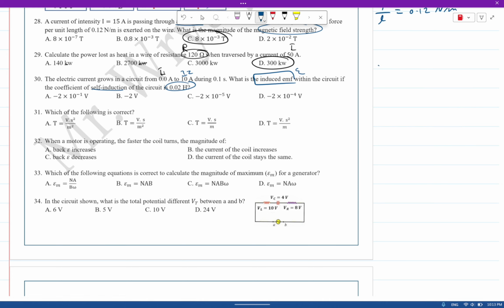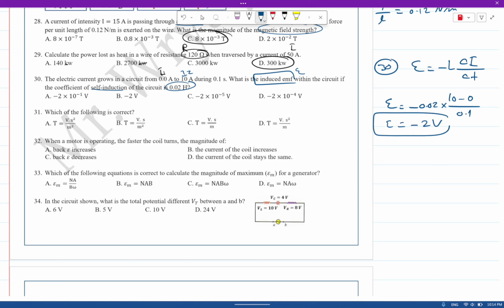That is 30. EMF, because we have a change in current, so we'll use this equation. Delta I over delta T. So EMF induced is negative 0.02 times the change in current. So I2, 10 minus I1, which is 0, divided by 0.1 here. That is going to be 10 divided by 0.1, that is 100. 100 times negative 0.02 is going to be negative 2 volts. So EMF induced is negative 2. Do we have negative 2? Yes, that is option B.